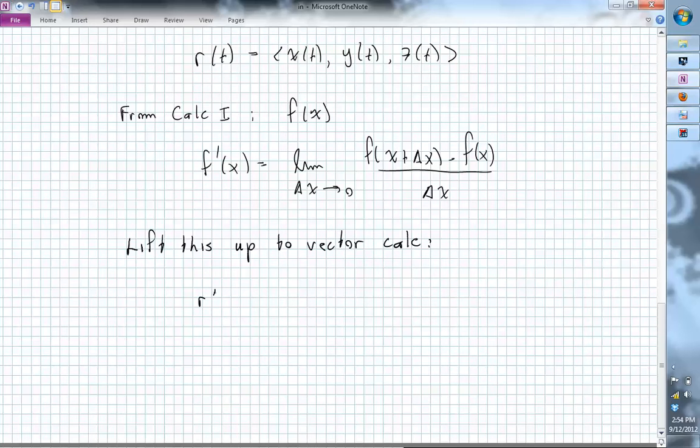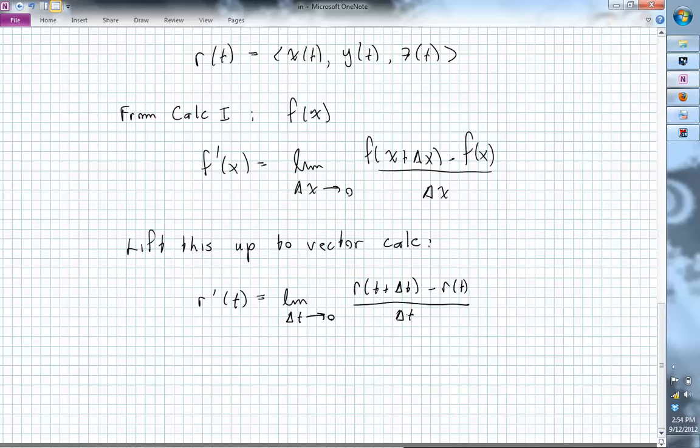So we're going to call r prime of t the limit, sorry, we're not going to use x, now we're going to use t. The limit as delta t goes to 0 of r of t plus delta t minus r of t over delta t. And symbolically, it looks a lot like the Calc 1 version, where we've simply replaced f with r and x with t.